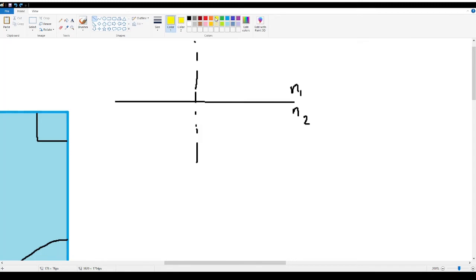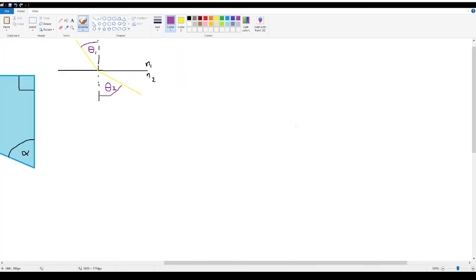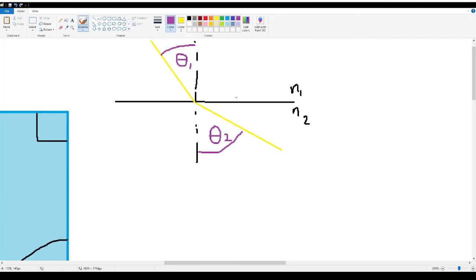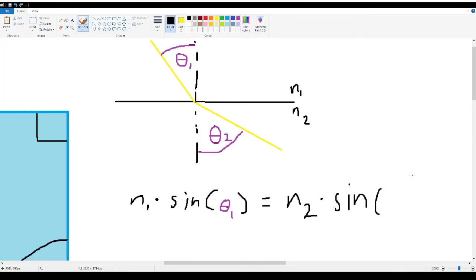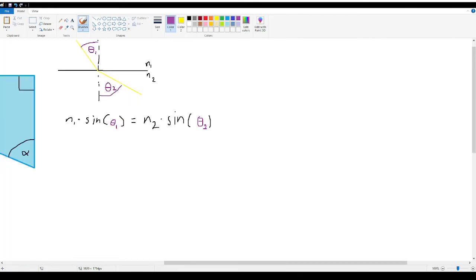Let's make them yellow so they're easier to see. So if we have an angle over here, let's call this theta 1, and we have an angle over here, let's call this theta 2, Snell's law tells us that if we take the product of n1 and sine of this first angle, it is going to be equal to the second index of refraction times, once again, the sine of our second angle. Now we have to consider where in our image can we apply Snell's law.